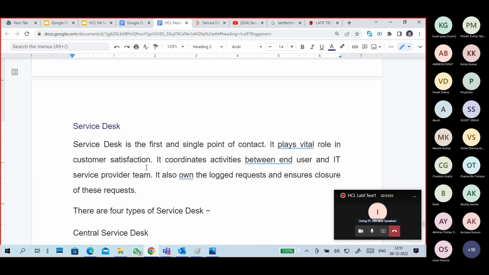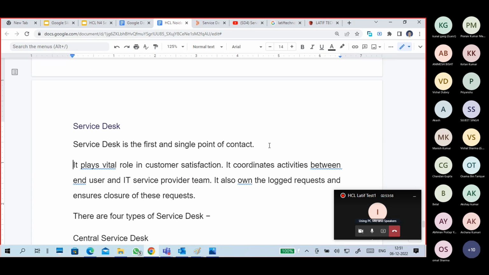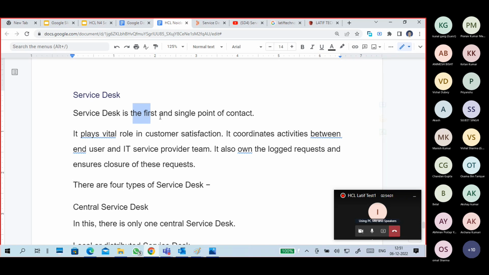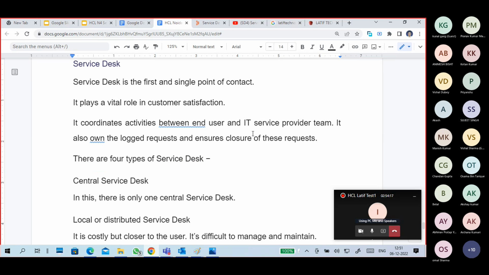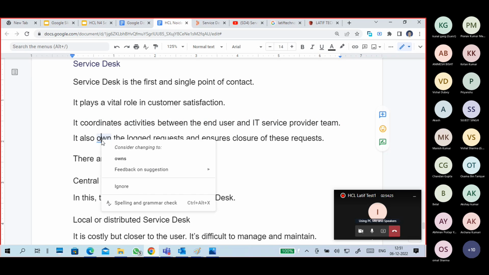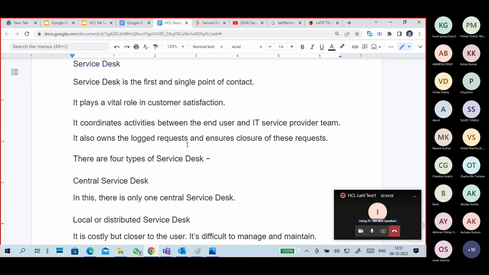Again, about a service desk, guys, it is a single point of contact. It is the first and single point of contact. So when a customer reaches out for any information they want, they will contact that one. It has a vital role in ensuring closure of these requests.